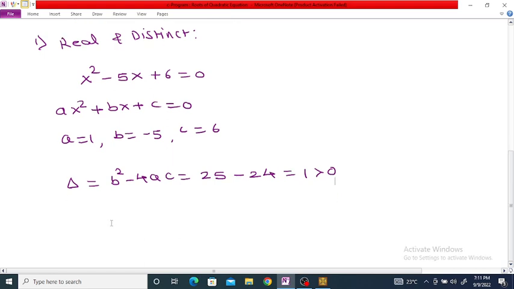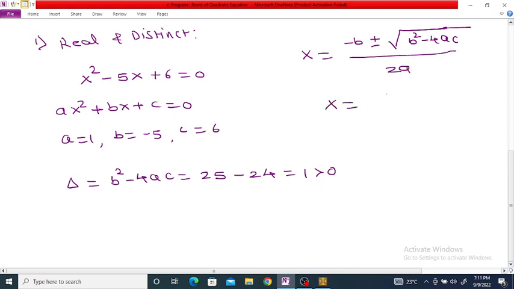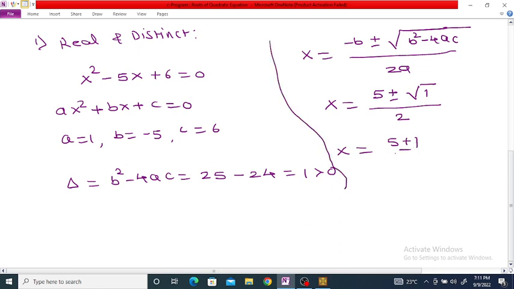So what is the root here? x is equal to minus b plus or minus under root of b square minus 4ac divided by twice a. So x is equal to 5 plus or minus square root of 1 divided by twice a, which is 2. So x is equal to 5 plus or minus 1 divided by 2. So x is equal to 5 plus 1 divided by 2, and x is equal to 5 minus 1 divided by 2. So x is equal to 3, x is equal to 2.